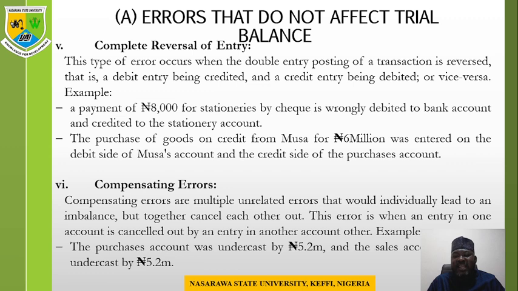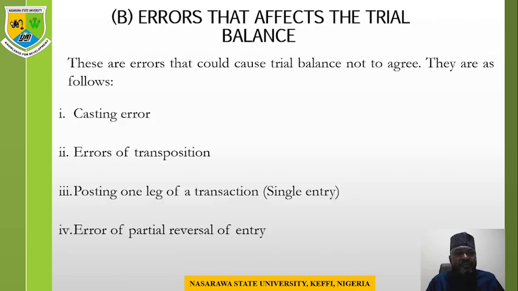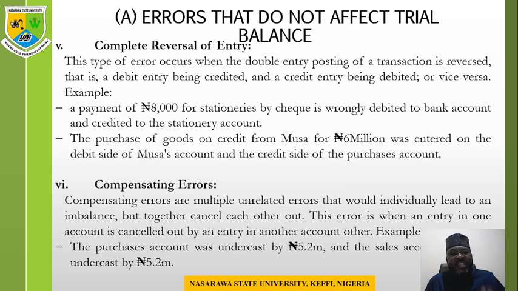But let's continue. And the sales account was also undercast by 5.2. So you see, the error committed where purchases account is less than what it should be by 5.2 has been cancelled by sales account also going less by 5.2, and that makes it what? Compensating error. The error committed here has been compensated for by another error committed in an opposite account. Now, these are errors that do not affect balancing of trial balance.